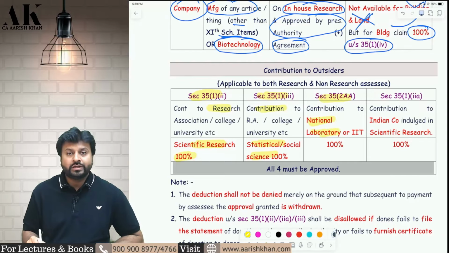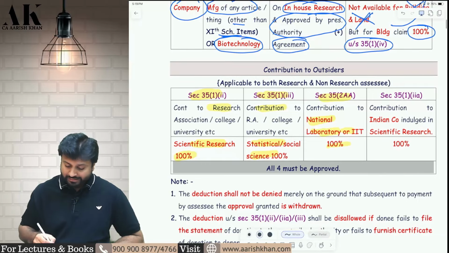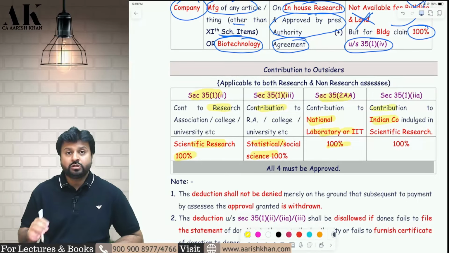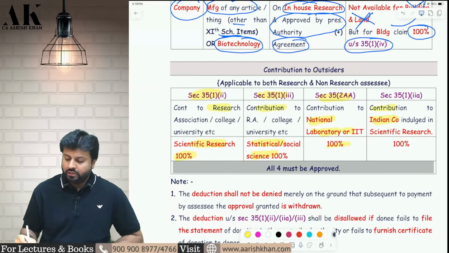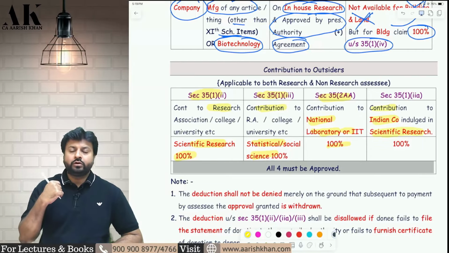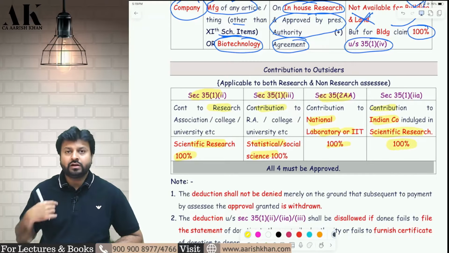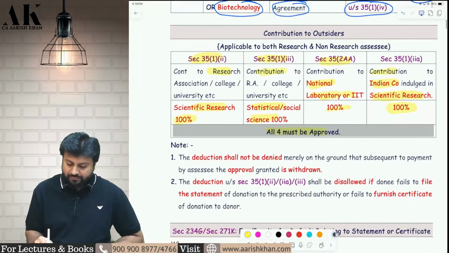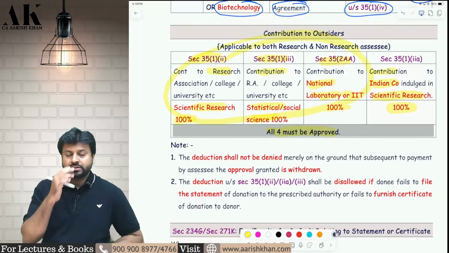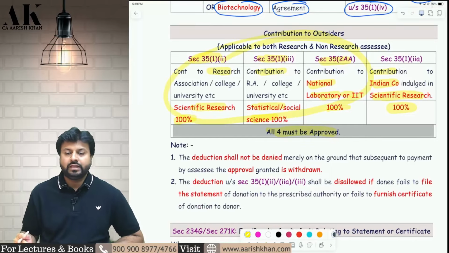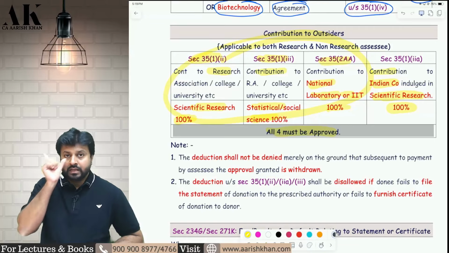35(2AA), you are giving donation to a National Laboratory or Indian Institute of Technology, IIT. And 35(1)(iia), the last one, is talking about you giving donation to Indian companies like Cipla, like Tata Motors, like Infosys, like Wipro, who are engaged in scientific research. So if you give donation to Indian companies, the donor will be eligible for 100% deduction. All of them must be approved institutions. The government will give them an approval. They have to take an approval from the government that they are eligible for these activities. Okay. Acha.